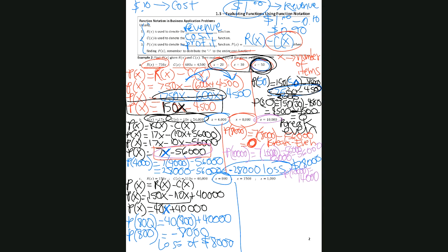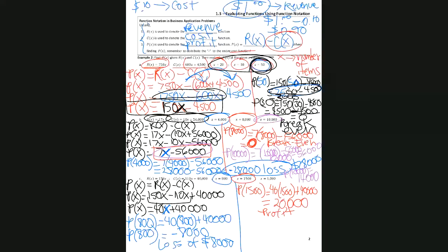Okay, now let's move on to the next one, which is 1,500 items. So we need to find the profit of 1,500 items. So we're going to have 40 times 1,500 parentheses plus 40,000. And so the answer for this one is going to be positive 20,000. So in this case, we're making a profit of $20,000.